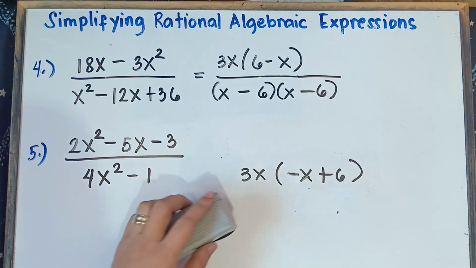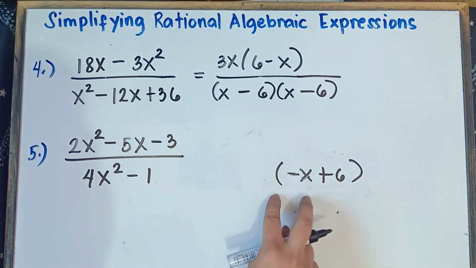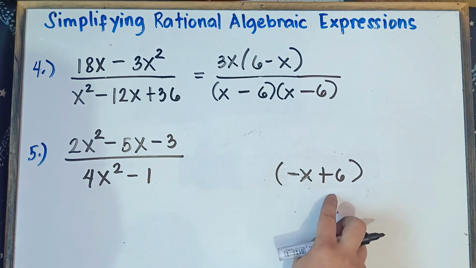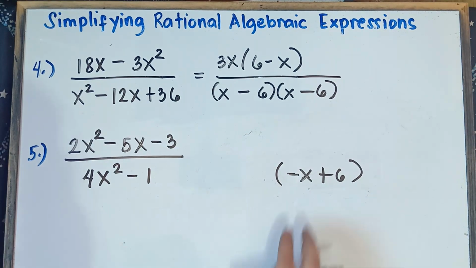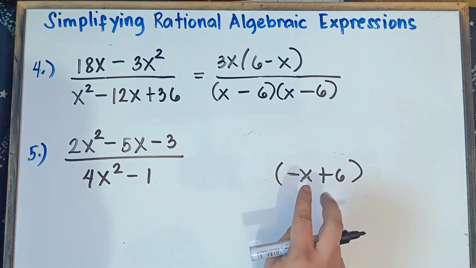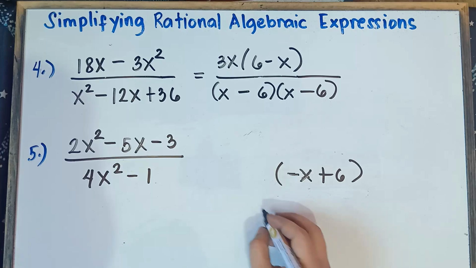Let me just erase 3x, class, for you not to be confused. Let's focus with this one, class. Open parenthesis, negative x plus 6. Can we factor this out by negative 1? Yep, we can factor this out by negative 1 so that we can make this x become positive. So we can factor this out by negative 1.